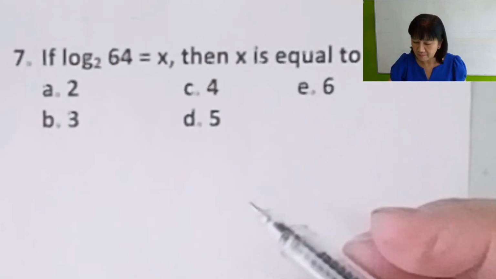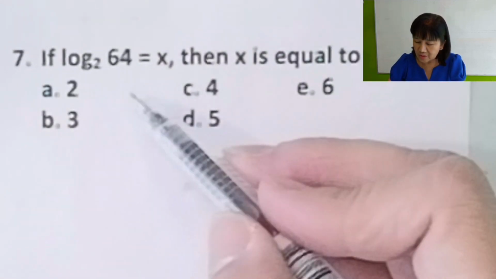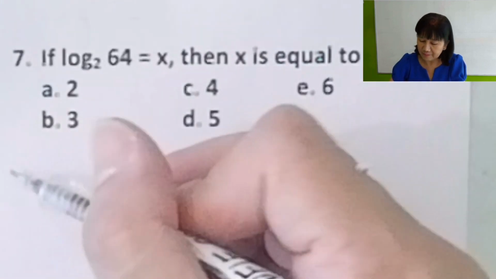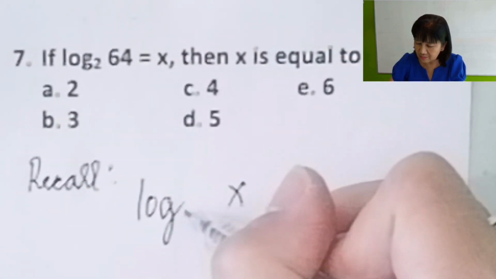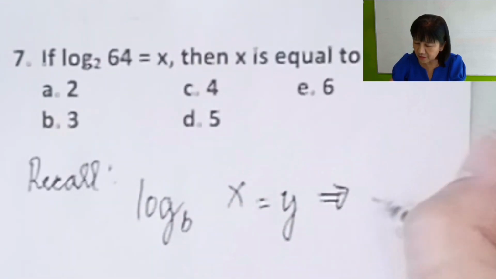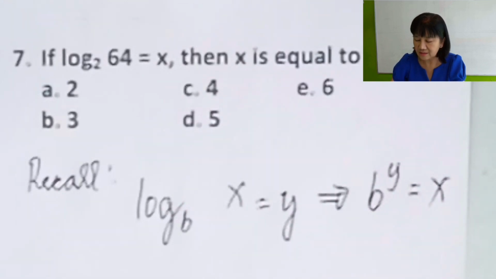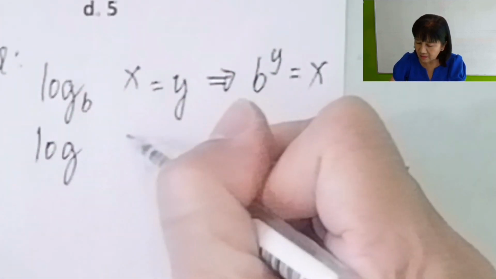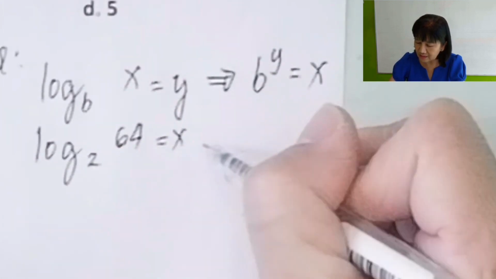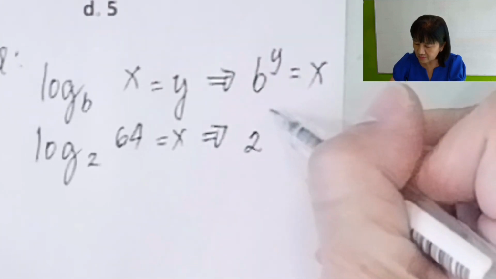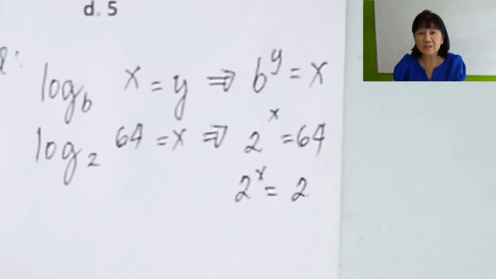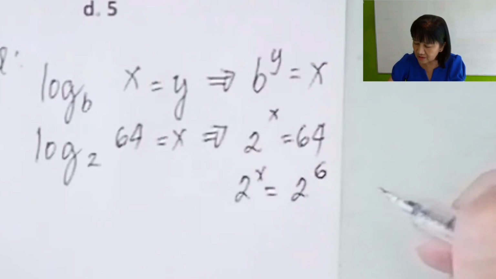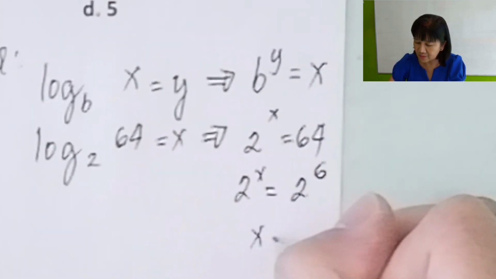Problem number 7. If log of 64 base 2 is equal to x, then x is equal to, okay. You have to recall here the definition of logarithm, that the log of x base b equals y is just the exponential b to the y is equal to x. So here, when you have the log of 64 base 2 equals x, this is simply 2 to the x equals 64. Now, make the bases the same. Multiply 2 how many times to get 64? 2 times 2 is 4, times 2 is 8, times 2 is 16, times 2 is 32, times 2 is 64. You multiply 2 six times, you get 64. Now that the bases are the same, x is equal to 6.